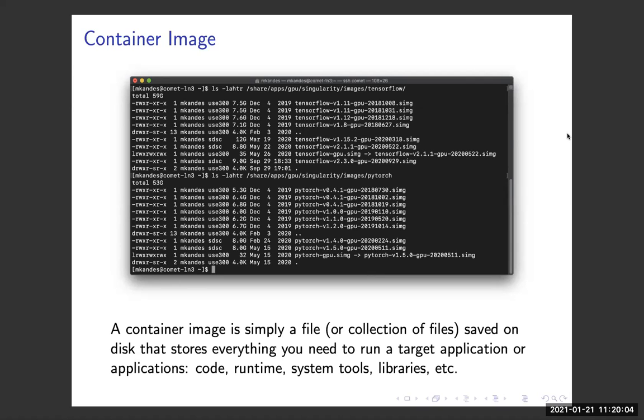Here you can see each of these files is a container image that I'm listing. These are different versions of TensorFlow and PyTorch that run on GPUs, with some dates attached to when they were created. These are container images, right? These are just files. These are actually Singularity container images.